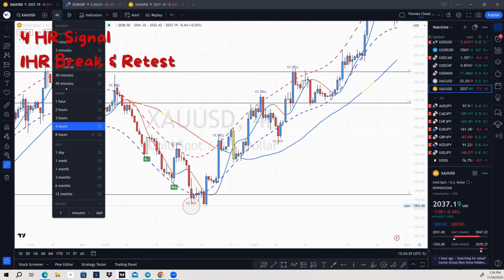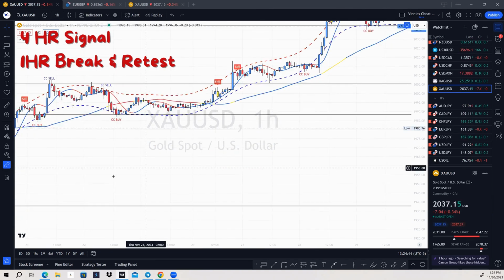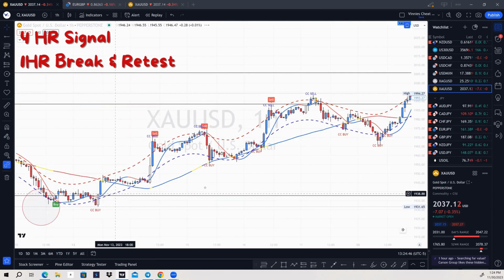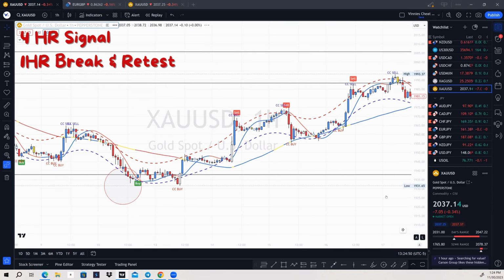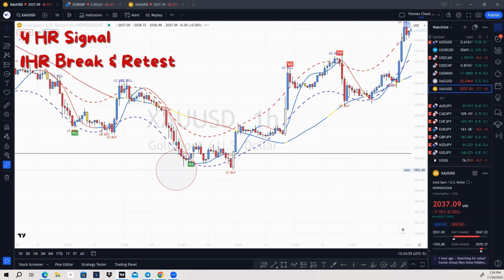The next thing we want to do is go down to the 1-hour time frame, wait for the break and retest of the HMA. So we have that here on the 1-hour time frame. We have where we had our 4-hour signal. Price broke this HMA here and came back to retest. A lot of you are having an issue with the retest alerts. Personally, I don't even use the retest alerts, but here's what I'm going to teach you guys to do to make it very, very simple.